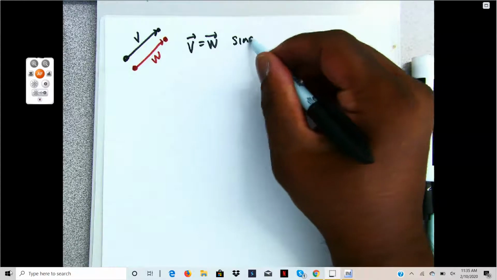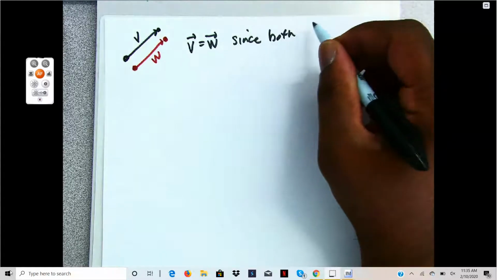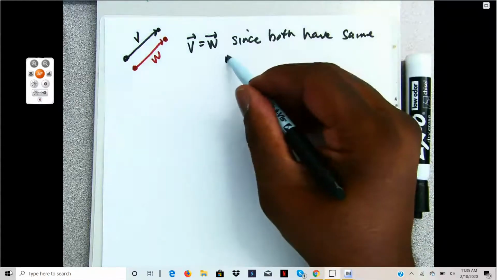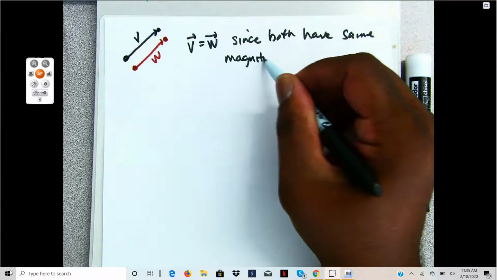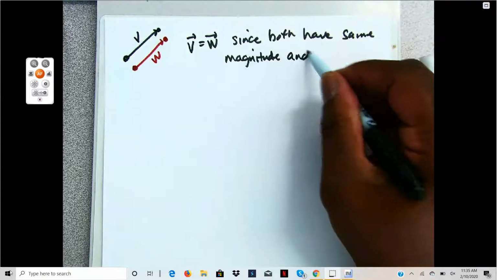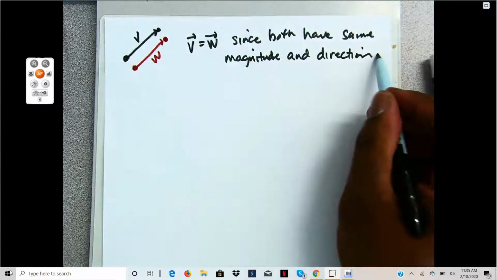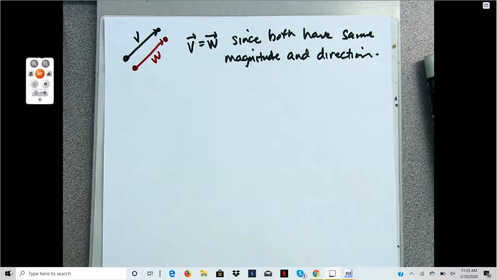Okay, so since both have the same magnitude and direction, they are equal. Now, do you notice something about these particular vectors that kind of stands out? They're parallel. Okay? So remember, parallel lines, they have the same slope, different y-intercepts.